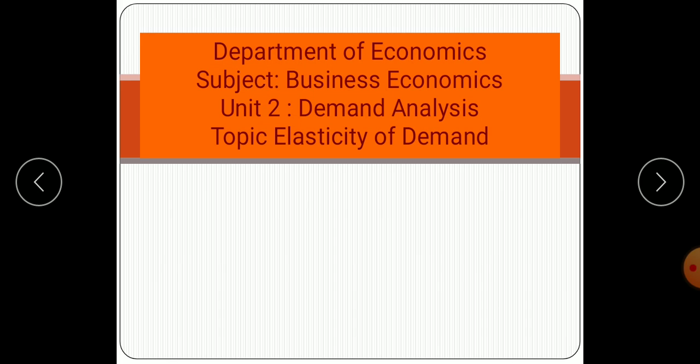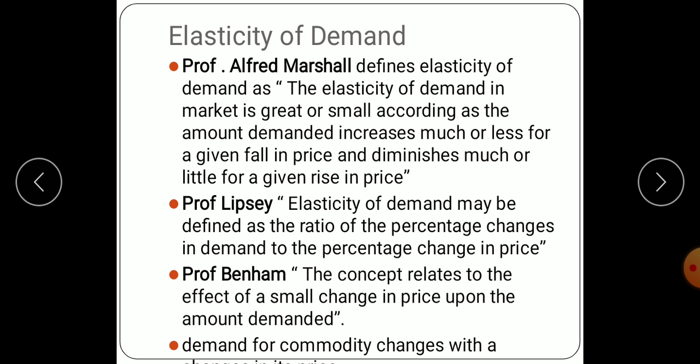This is the continued part of Unit 2 Demand Analysis. The topic is Elasticity of Demand. So, in today's class, let us discuss elasticity of demand.